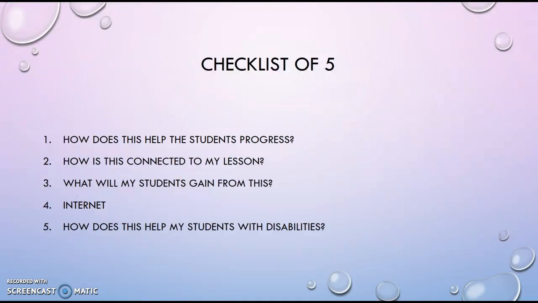So here's my checklist of 5 items and or questions that I see fit in order to prepare myself for my lesson dealing with technology. Number 1, how does this help the students progress? 2, how is this connected to my lesson? 3, what will my students gain from this?